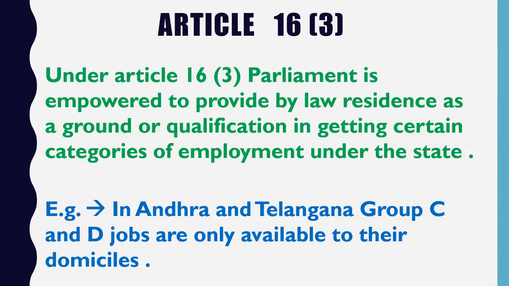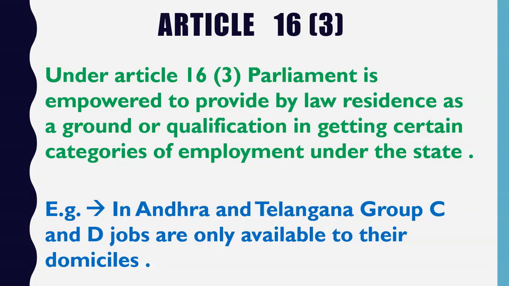Now what does it mean? So we know that there are certain jobs which are central government jobs and there are certain jobs which are state government jobs. Now Parliament has the power to make a law and say that this specific category of job can only be done by the people who are the residents of this particular place. Okay, so what can Parliament do? Parliament has the power to make a law and say that this particular class of job can now only be done by the domiciles of that state.